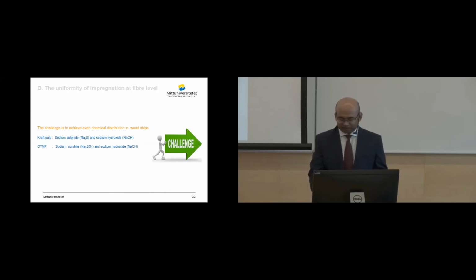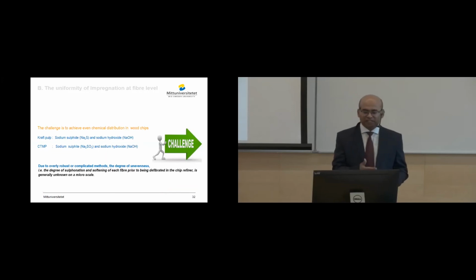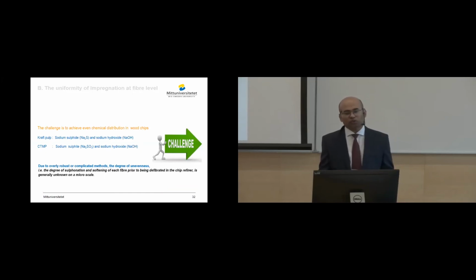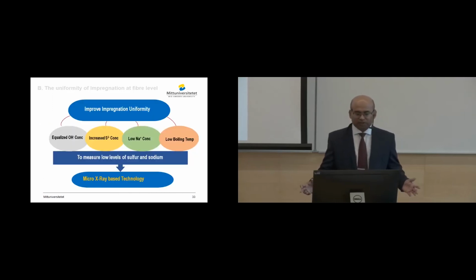But the challenge is that due to overly robust and complicated methods, the degree of unevenness, I mean the degree of sulfonation and softening of the fiber prefabricated in the chip refiner, is generally unknown at a microscale level. So in order to homogenize the fiber properties, we need to study the distribution of sulfur and sodium in the wood chip and individual fibers. So to improve the information on uniformity, we need to measure the low level of sulfur and sodium down to fiber level.